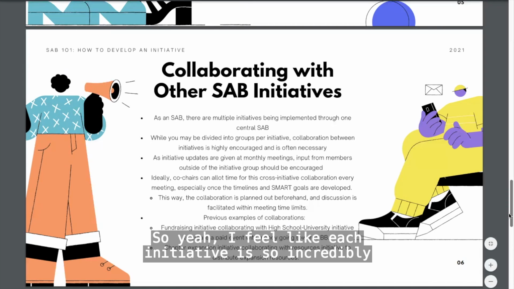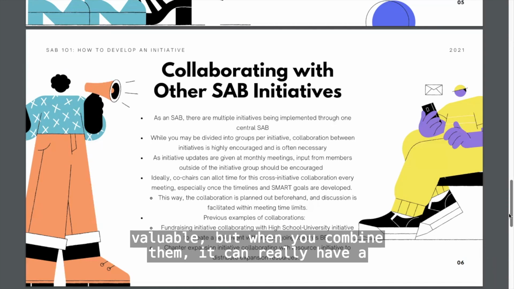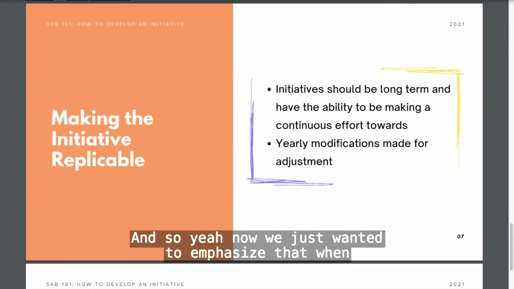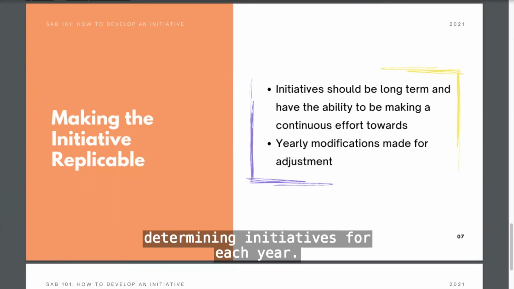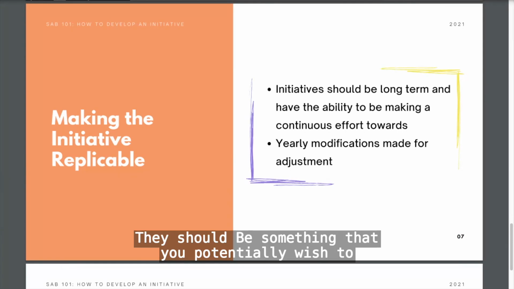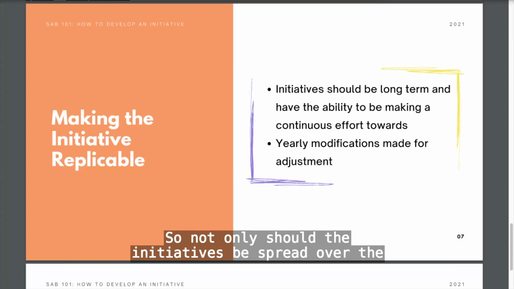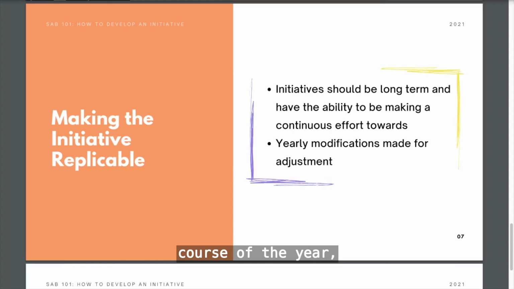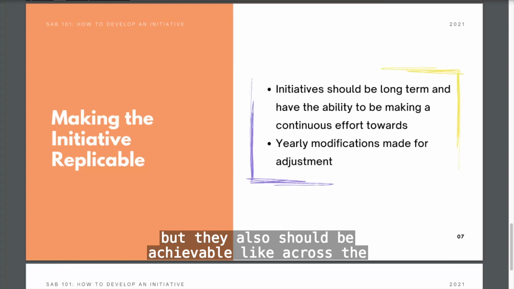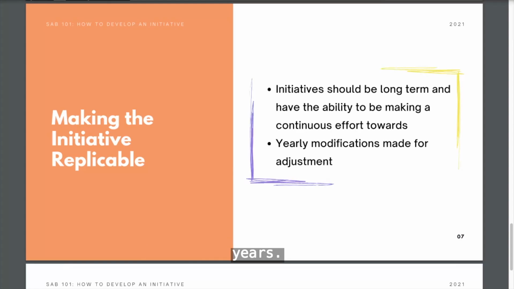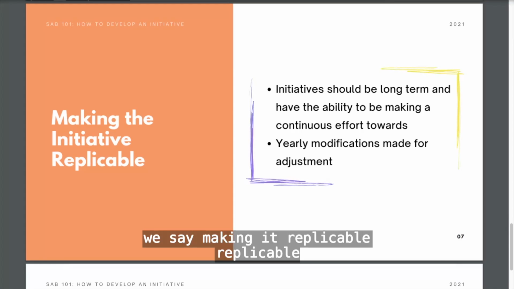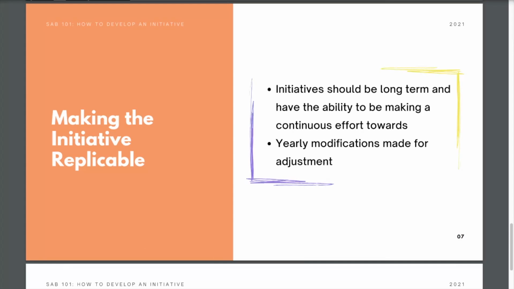So, yeah, I feel like each initiative is so incredibly valuable, but when you combine them, it can really have a wonderful result. Now we just wanted to emphasize that when determining initiatives for each year, they should be something that you potentially wish to achieve on a yearly basis. Not only should the initiatives be spread over the course of the year, but they also should be achievable across the years. So, we say making it replicable over a period of time.